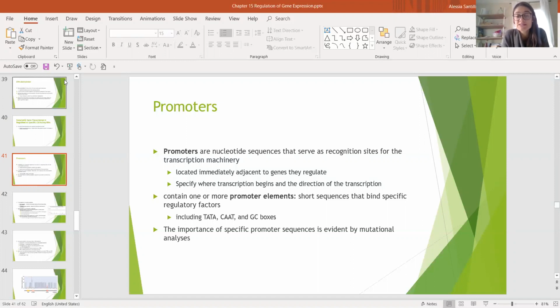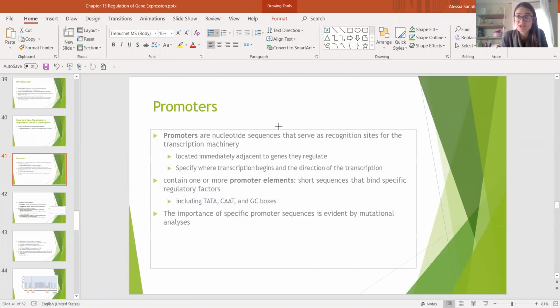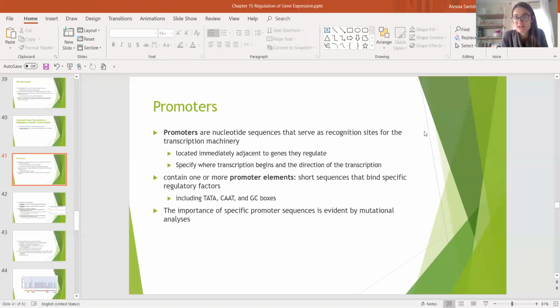So the importance of specific promoter sequences is evident by mutational analysis. So again, as with everything in genetics, in order to study these things, we had to mutate them, and we looked at what particular phenotype or characteristic came about from these mutations, and then deduced essentially why these promoters or these sequences were important in the first place.